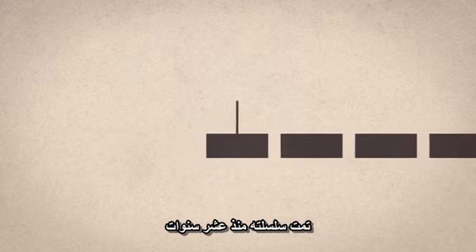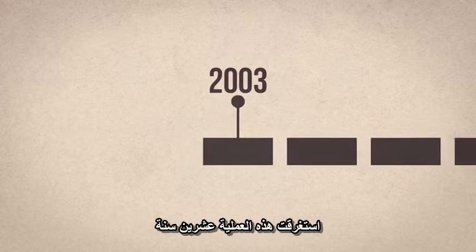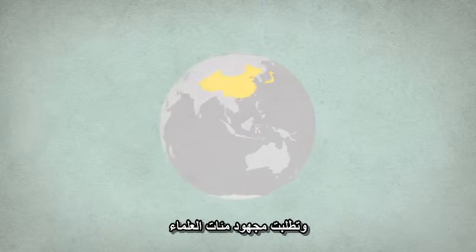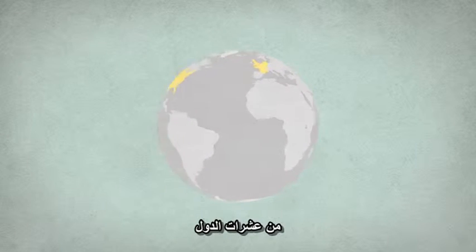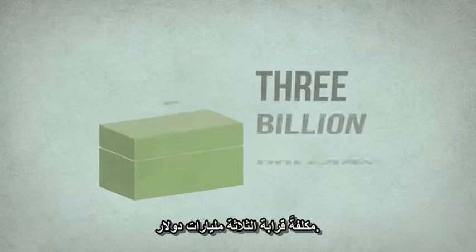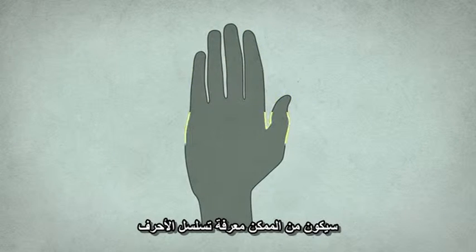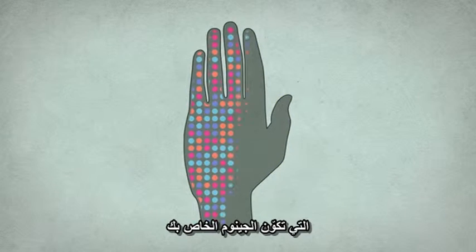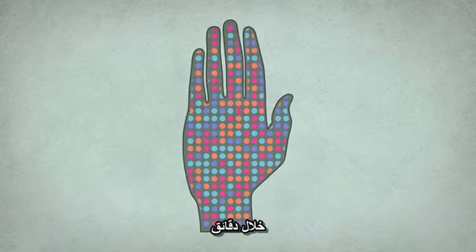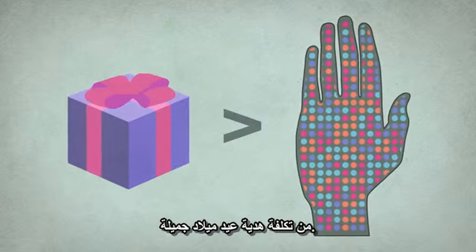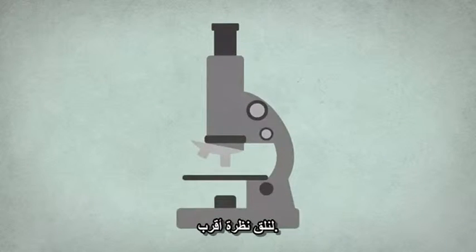The first human genome was sequenced 10 years ago and was no easy task. It took 2 decades to complete, required the effort of hundreds of scientists across dozens of countries, and cost over $3 billion. But someday, very soon, it will be possible to know the sequence of letters that make up your own personal genome all in a matter of minutes, and for less than the cost of a pretty nice birthday present. How is that possible? Let's take a closer look.